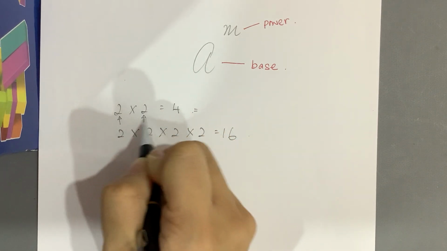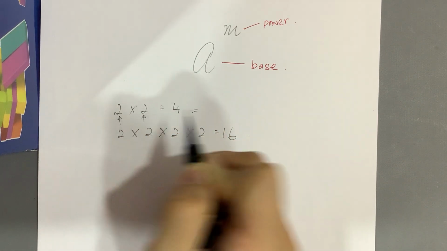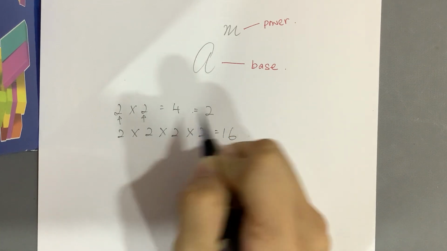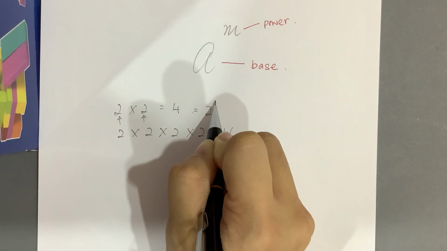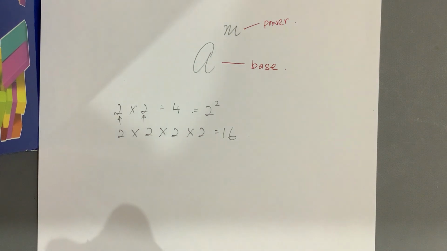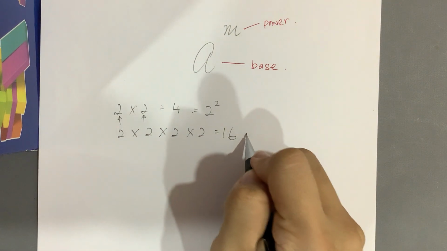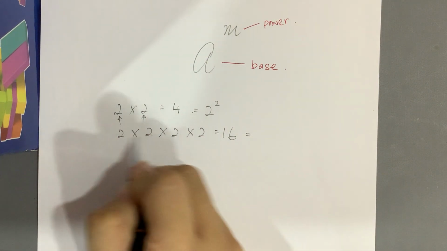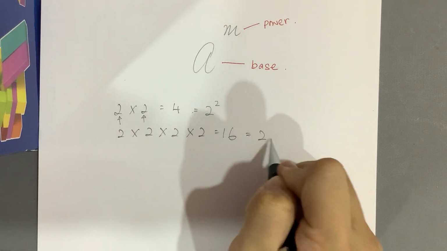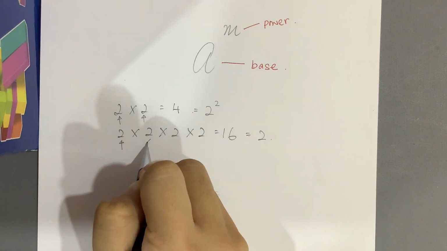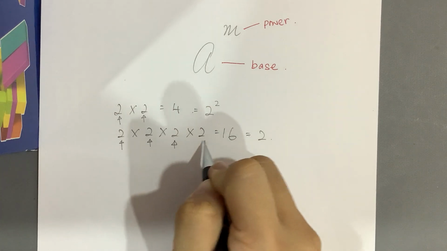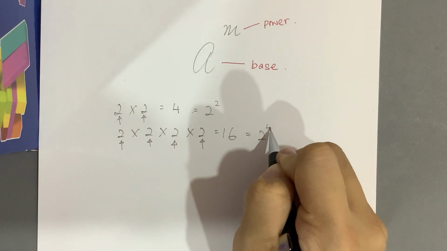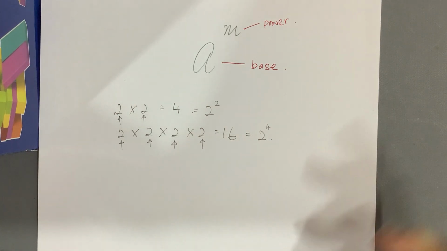Now when you learn indices, what you do is represent the number of times it appears. This is the base, the number that appears, so it's actually 2. How many times does it appear? It appears 2 times, so it's indicated by this. What about this one? The number that appeared is 2. How many times does it appear? 1, 2, 3, 4. So the power is 4.